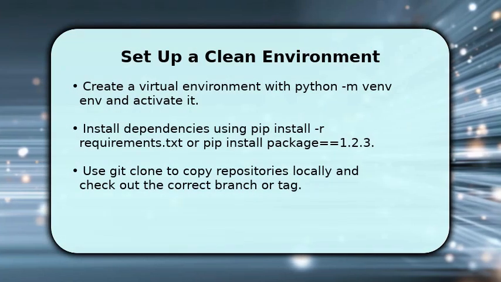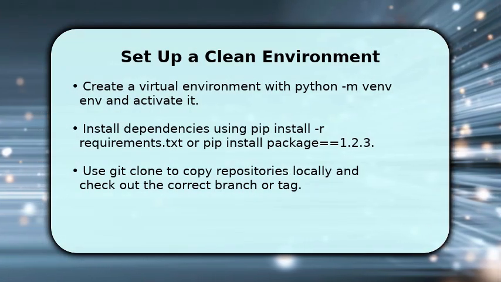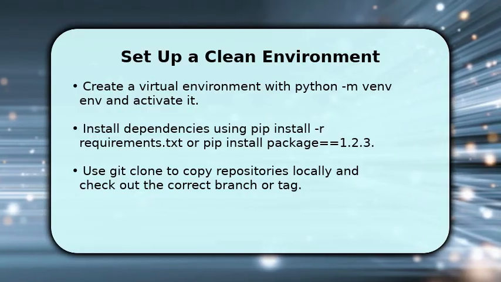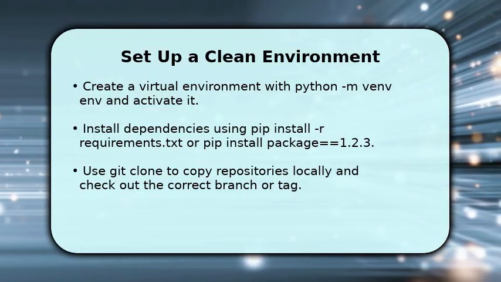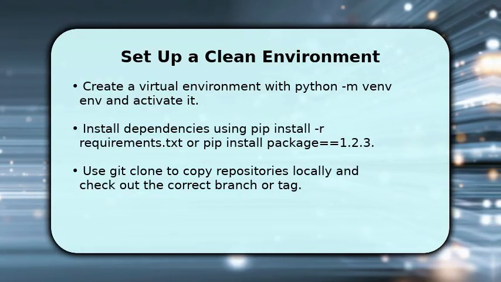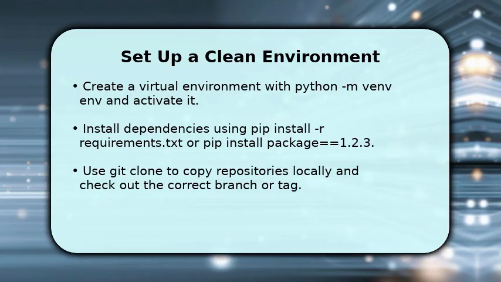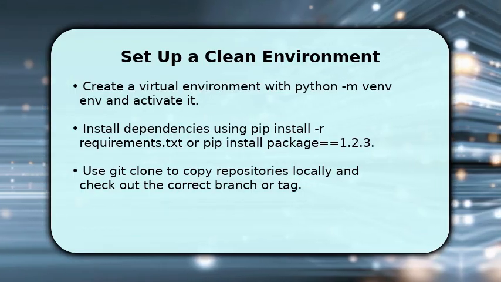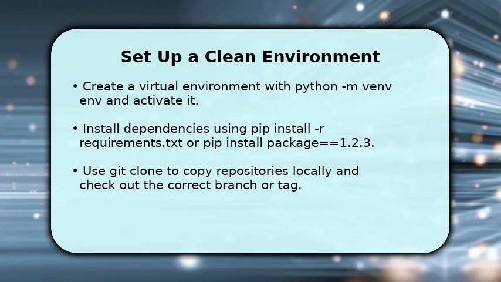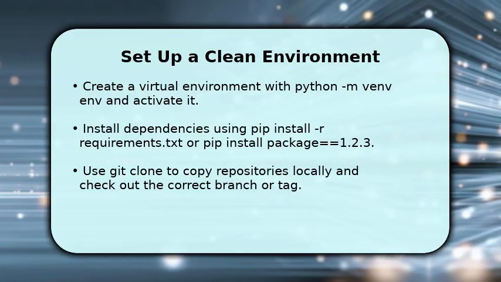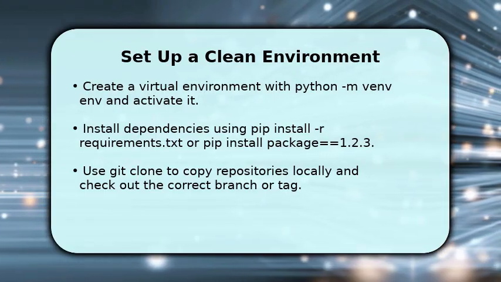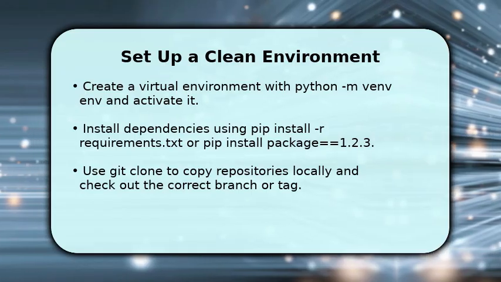Create a virtual environment with python -m venv and activate it. Activating isolates packages and prevents conflicts across projects. Install dependencies using pip install -r requirements.txt or pip install package==1.2.3 as needed. Pin versions to reproduce results and avoid unexpected upgrades later.